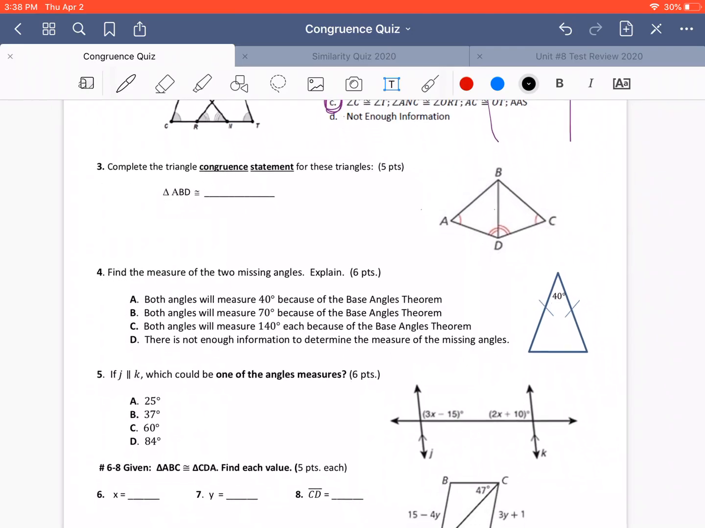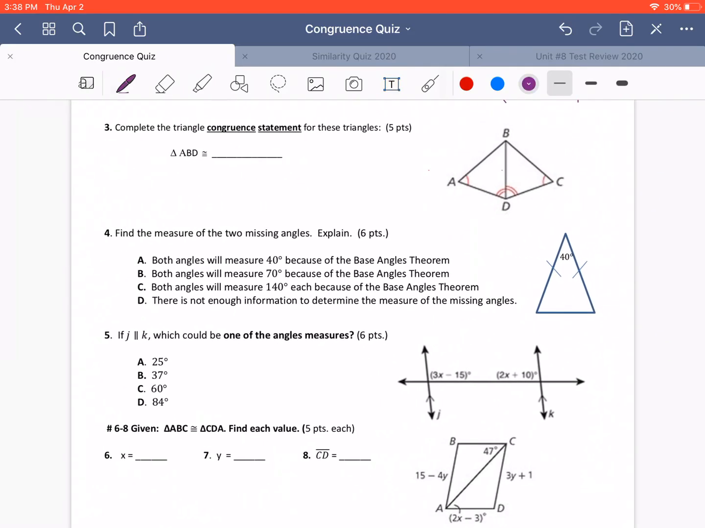Okay, so if we look at number 3, it asks us to finish the congruent statement for triangle ABD. Well, angle A is congruent to angle C, we can see with the 1 tick mark. So the first letter has got to be C. And then B is right here, so B is going to be in the middle for both. And then you can see that angle D is congruent for both triangles. So it's got to be CBD.